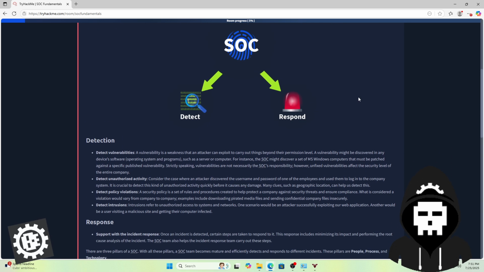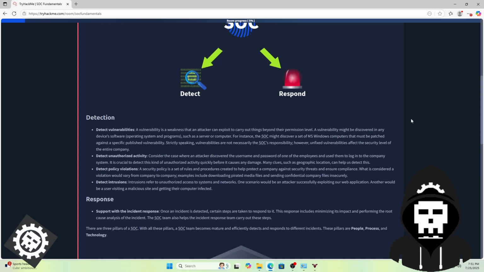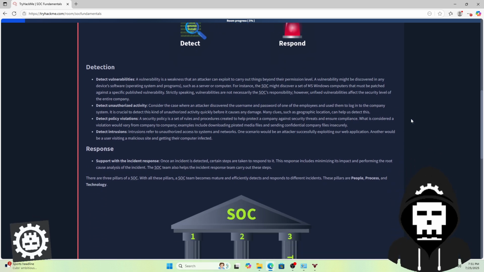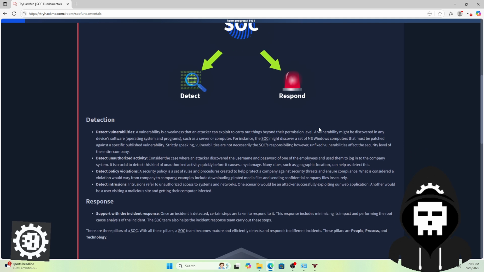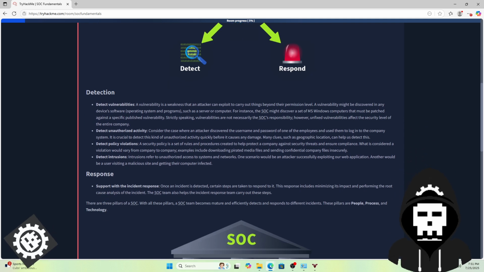So, cool little image here. Detection. So, again, some of the things that a SOC works on. Detect vulnerabilities. So, a vulnerability is a weakness that an attacker can exploit to carry out things beyond their permission level.